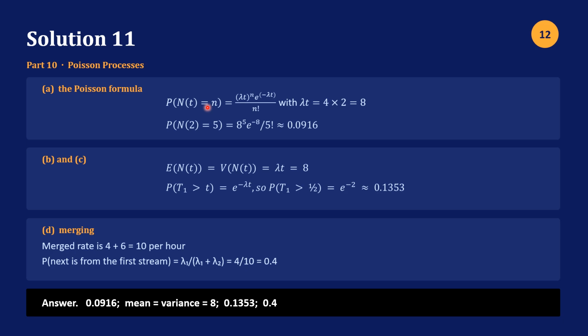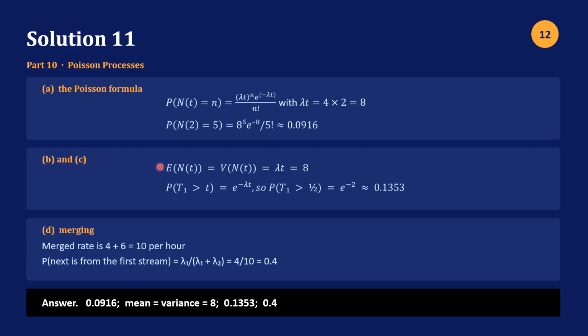Here are solutions. The first one was to find P of N equals 5. So in other words, 5 arrivals in 2 hours. So we use this equation here from lesson 9. We have lambda t, where lambda is 4 and t is 2 hours, so it's 8. So that goes in here and here. And then n is 5. And we do the computation, and the probability is 9.16%.